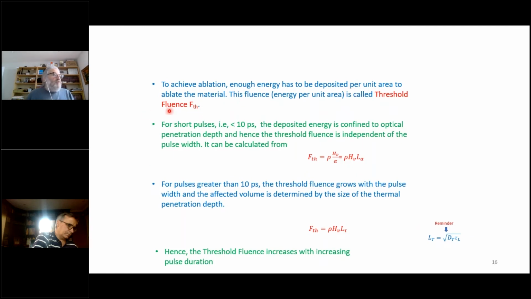So now we define the threshold fluence, which is enough energy to start ablating the material. This is energy per unit area. For short pulses, the threshold fluence is given by this equation, which is a product of the density, the heat of vaporization, and the optical penetration depth, L alpha, and is completely independent of the pulse width. However, for pulses greater than 10 picoseconds, this is given by rho H_V L tau, which is the thermal penetration depth, and then there will be a dependence on the pulse width. So the threshold fluence increases with increasing pulse duration. So you can see that things change at longer pulses.